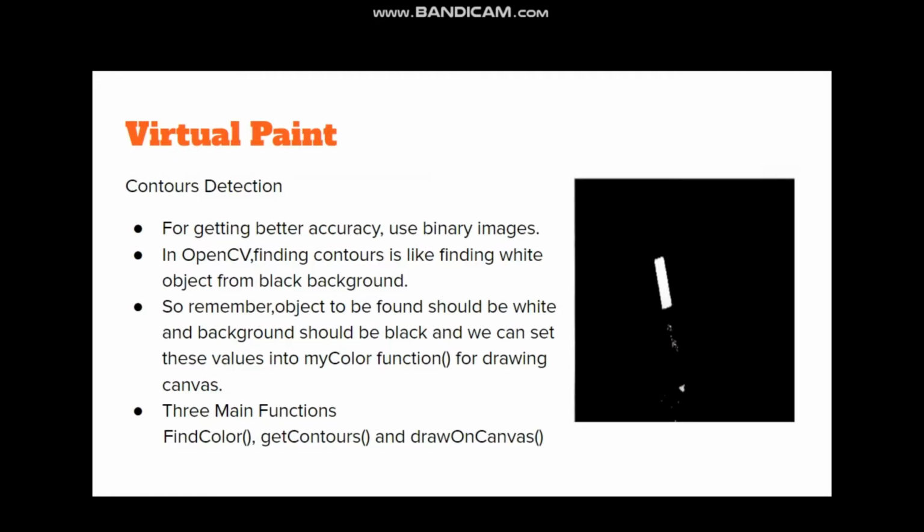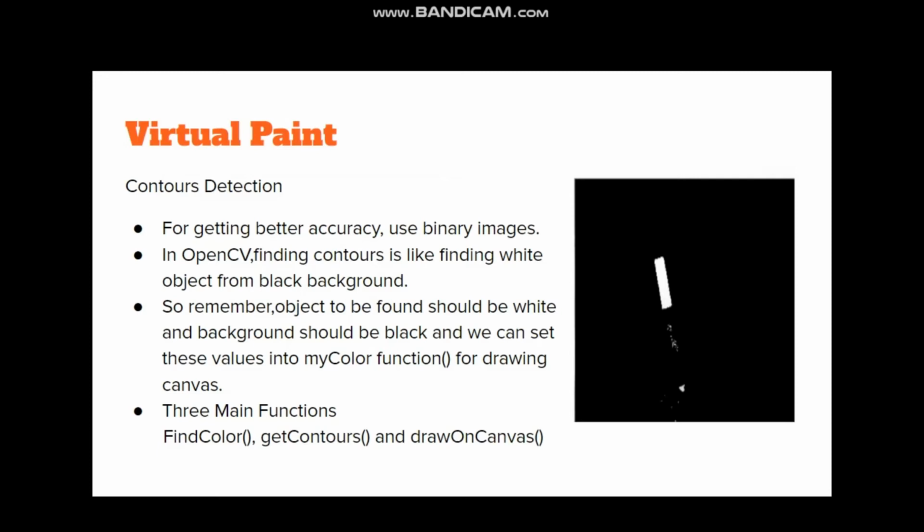For getting better accuracy, we use binary images. In OpenCV, finding a contour is like finding a white object on a black background, as you can see here. So remember, the object to be found should be white and the background should be black, and we can set these values into my color function for drawing on canvas. There are three main functions: find color, get contours, and draw on canvas.